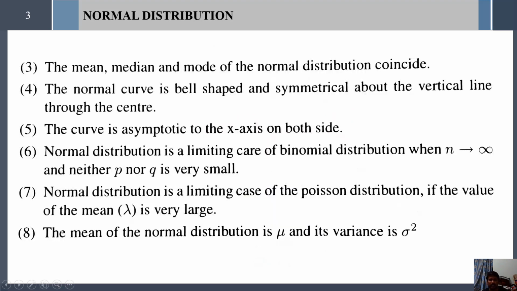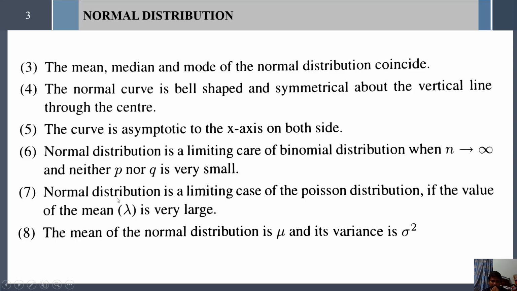The curve is asymptotic to the x-axis on both sides, and normal distribution is a limiting case of binomial distribution when n tends to infinity. This is very, very important. It is a limiting case of binomial distribution when n tends to infinity, provided neither p nor q is very small.